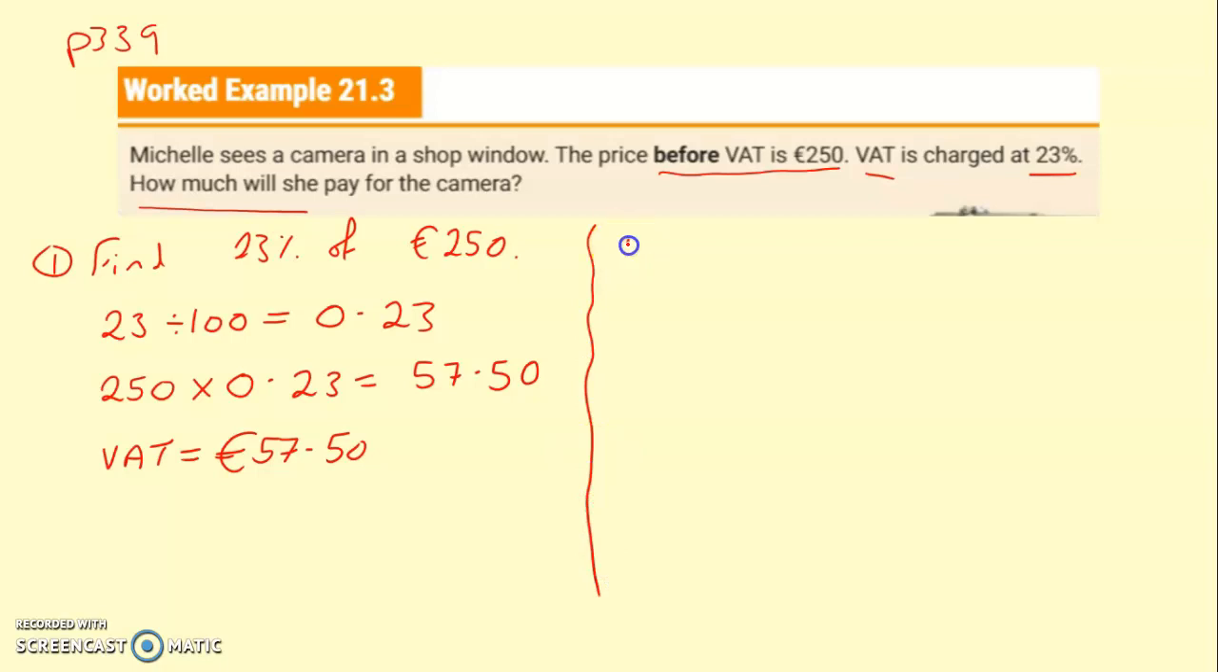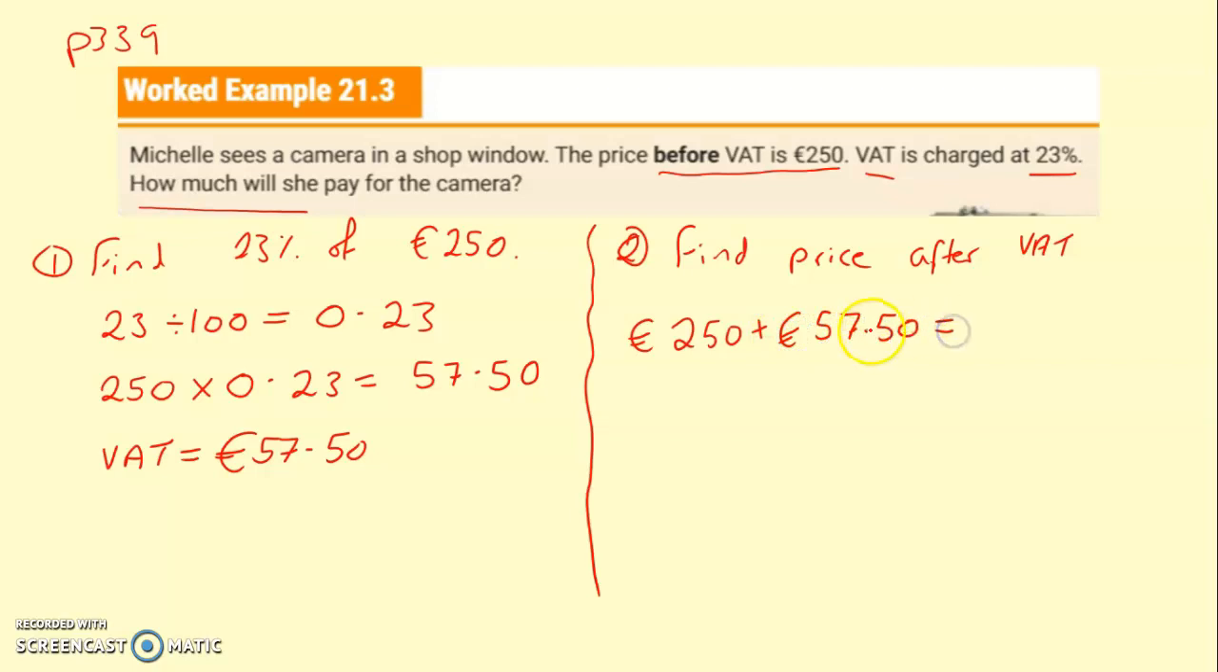Then step 2, find the price after VAT. That just simply means we write in the price before VAT, €250, add on the VAT amount, which is €57.50, giving us, and again press the SD button to turn it into a decimal, an answer of 307.5. Because it's money, we add on a 0. So how much will she pay for the camera? She pays €307.50 for the camera.